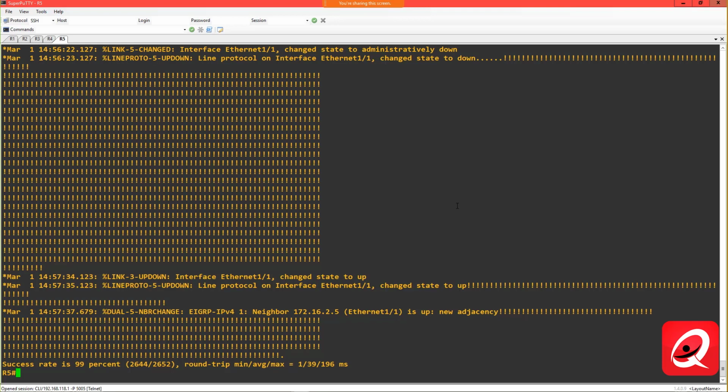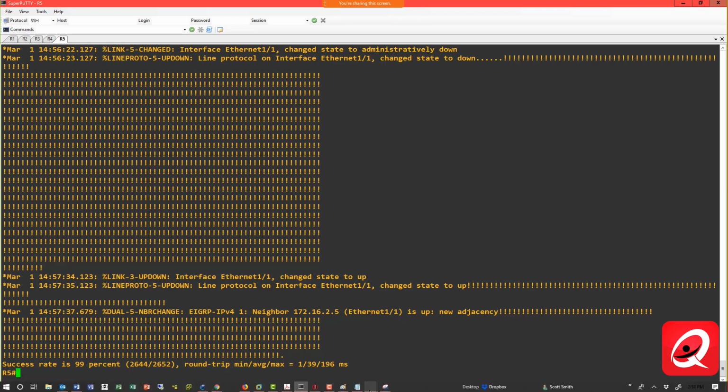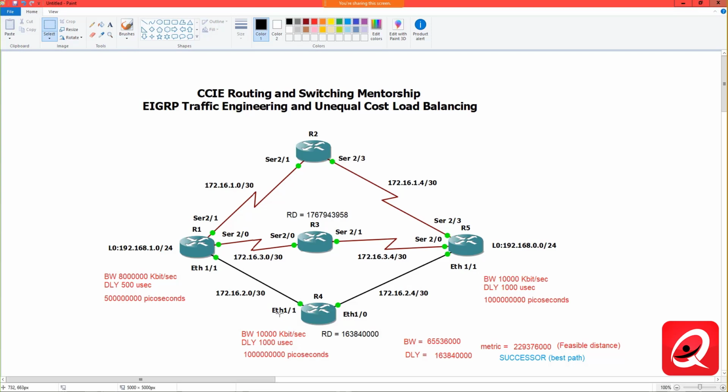shutting down. This would actually be even worse if I went into this topology and shut down Ethernet 1.1 on router 4. Because what would end up happening is that the neighbor relationship is still up between router 4 and router 5, so we're actually losing a route. Now we should get an update fairly quickly, but there are better ways to handle this process.